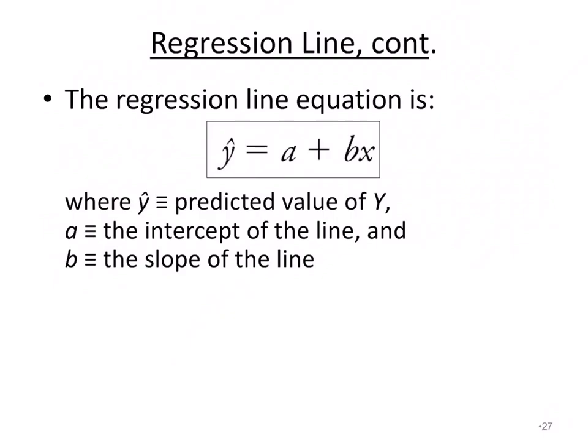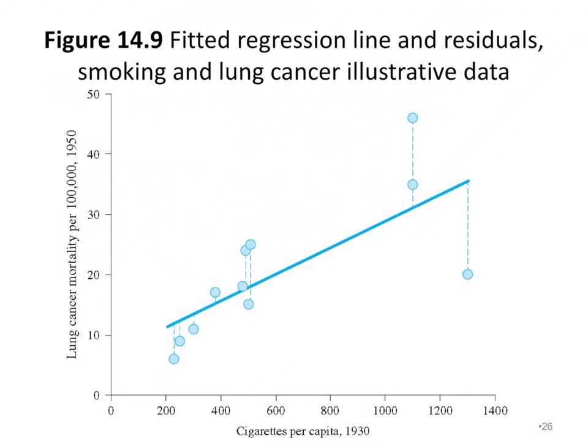As you can see, for the regression line, the equation is y hat equals a plus bx. Don't forget that's y hat, where y hat is the predicted value of y, a is the intercept, and b is the slope of the line. What regression is telling us is if you had this fitted line and you were given a value of x, you'd be able to predict where it will fall on the y value as well.